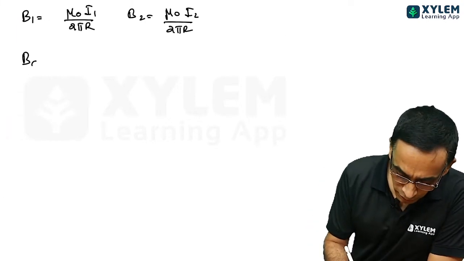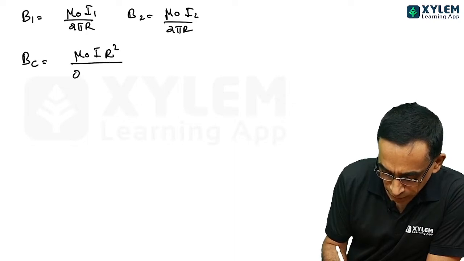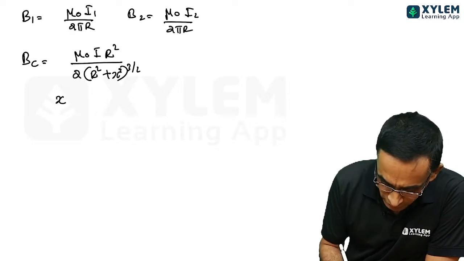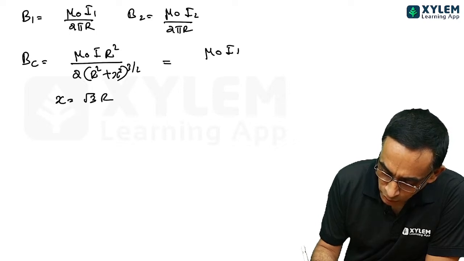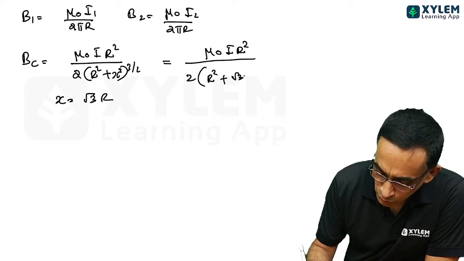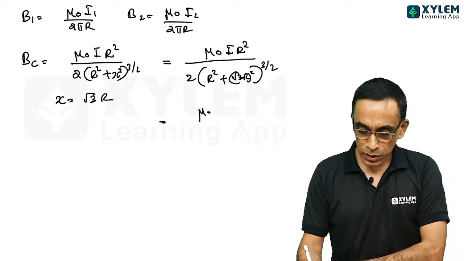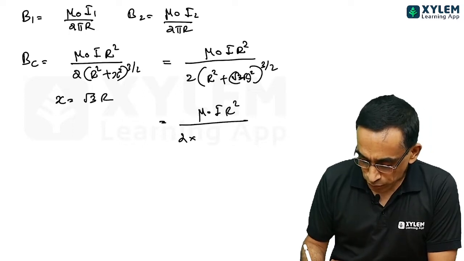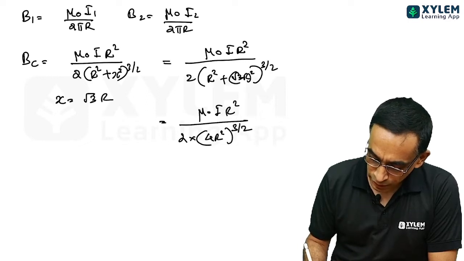For a circular coil along the axis, the equation of the field is given by mu 0 I R square divided by 2 into (r square plus x square) to the power 3 by 2. പക്ഷെ ഇവിടെ x എത്രയാണെന്ന് നോക്കാം, അത് √3r ആണ്. So this will give you mu 0 I R square divided by 2 times (r square plus (√3r) square) to the power 3 by 2. This will give you mu 0 I R square divided by 2 into (r square plus 3r square) which is 4r square, to the power 3 by 2.